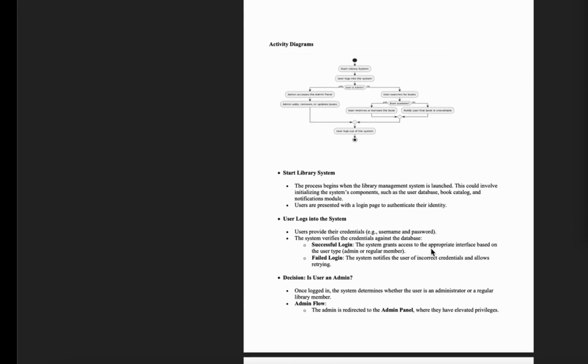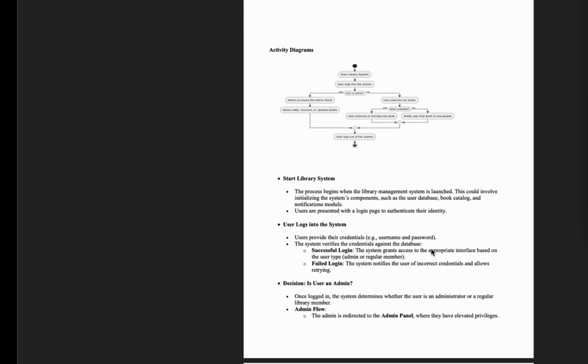So you can see our activity diagram. Here it starts from the library system: the process begins when the library management system is launched. This could involve initializing the system components such as the user database, book database, and notification module. Then users are presented with the login page to authenticate their identity. After that, the user logs into the system by providing credentials, username and password, and then the system verifies the credentials against the database, with either a successful login or a failed login.